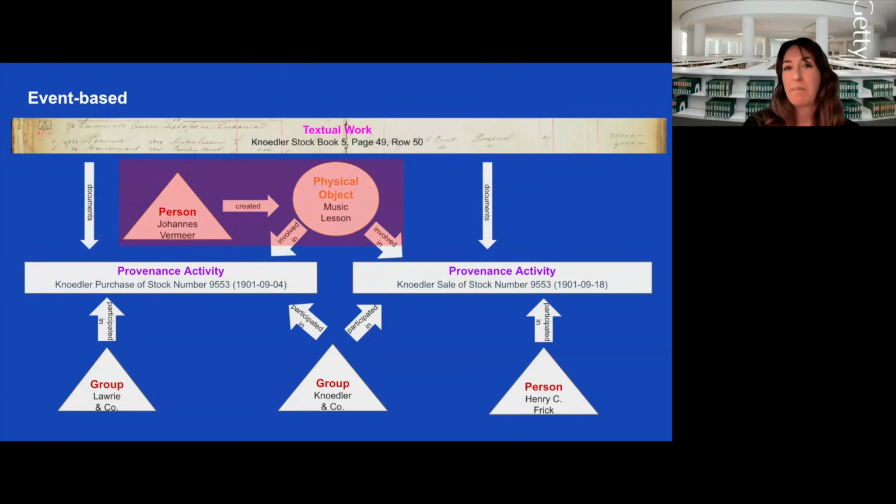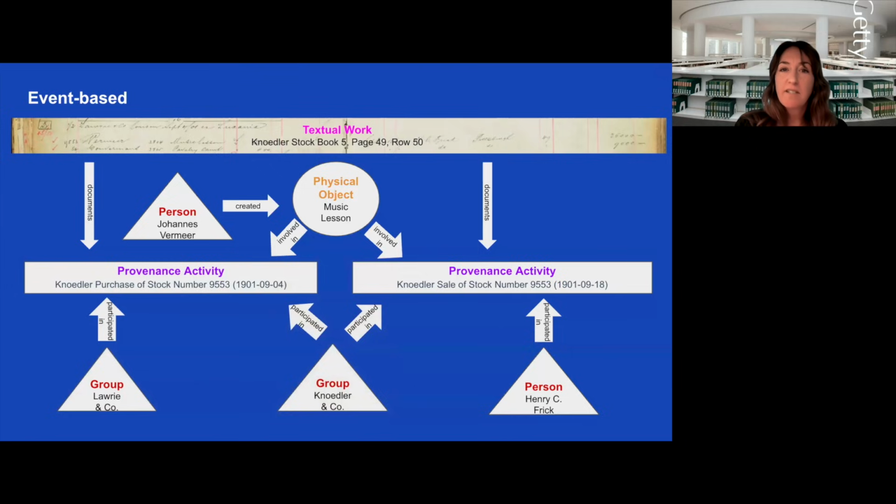We have our object, the painting by Vermeer, and Vermeer as its creator. The painting is involved in two events, which we call provenance activities. First, Knoedler's purchase of the painting from Lorry & Company for £2,500, documented on the left side of the stockbook page, and Mr. Frick's purchase of the painting for $26,000, documented on the right side of the stockbook page.